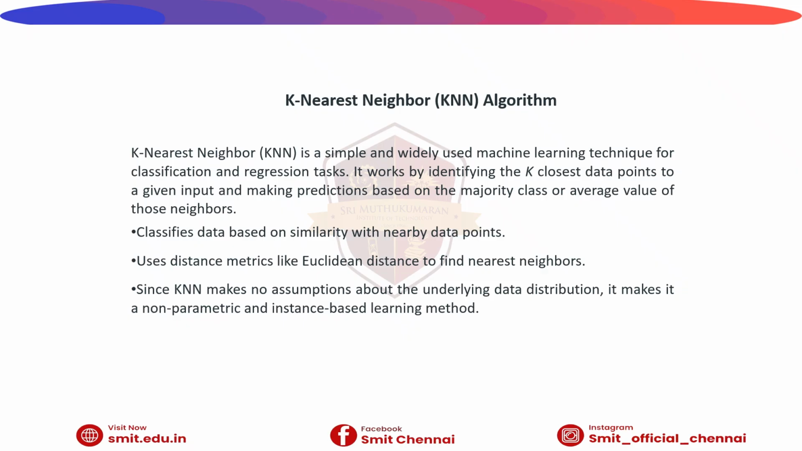K-nearest neighbor or KNN is a simple and widely used machine learning algorithm. It predicts the class or value of a new data point by looking at its nearest neighboring points. For classification problems, KNN assigns the class based on the majority of nearby points, while for regression problems, it predicts by taking the average value of the neighbors.